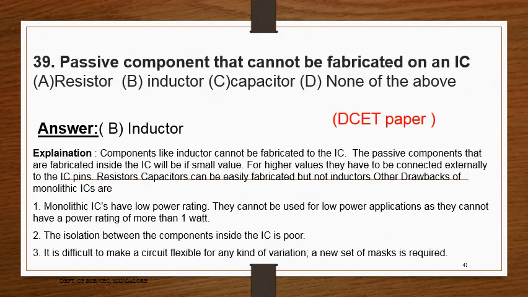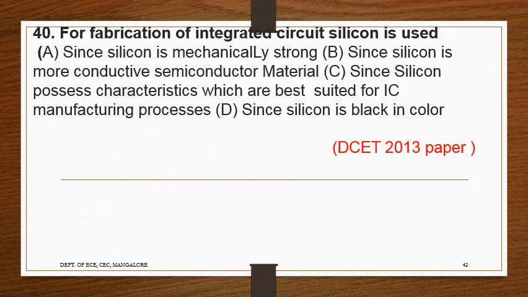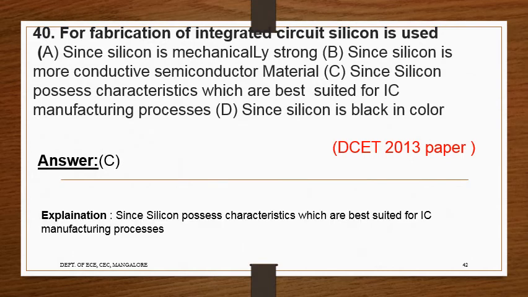So for fabrication of integrated circuit, silicon is used because A, silicon is mechanically strong, B, silicon is more conductive semiconductor material, C, since silicon possesses characteristics which are best suited for IC manufacturing process, D, since silicon is black in color. Obviously the answer is C, since silicon possesses characteristics which are best suited for IC manufacturing process.